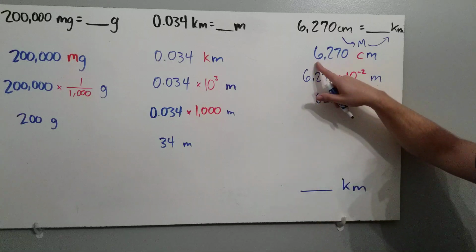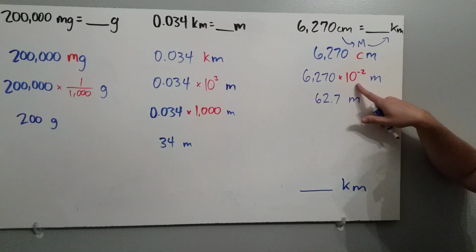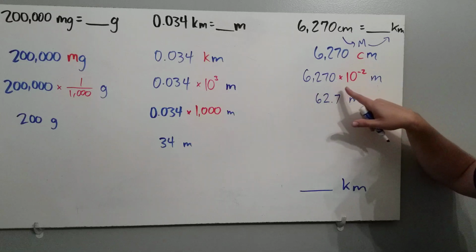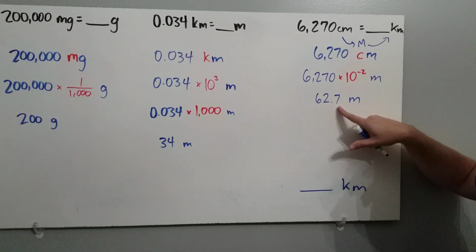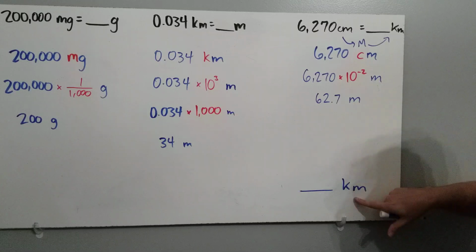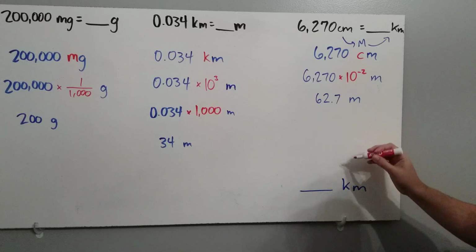So let's do that. 6,270 centimeters, C, is 10 to the negative 2. So put that in a calculator or just move the decimal place over backwards 2. So that's going to be 62.7 meters. Now we want our answer to be in kilometers though. And so we're going to need to do a little bit of backwards work here. And I left some space for this purpose.